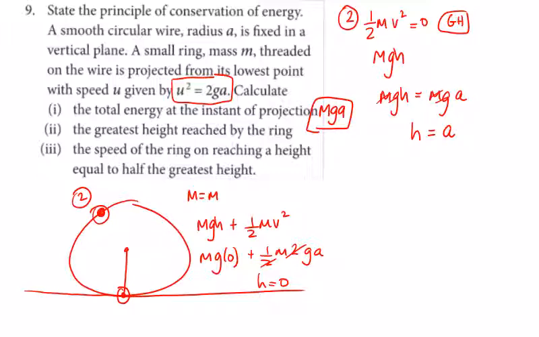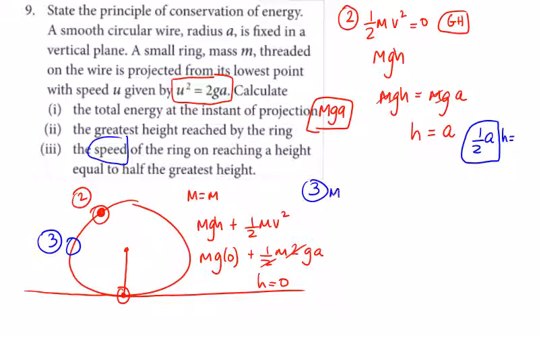In part 3, we're asked the speed, so we're looking for v when the ring is at half its greatest height. Let's just put it here for the sake of argument. The greatest height is A, so half A is half the greatest height. We still have position 1 as mga. Position 3 now we'll call it, is mgh, and h is half of A, so mg times A over 2, plus a half m.